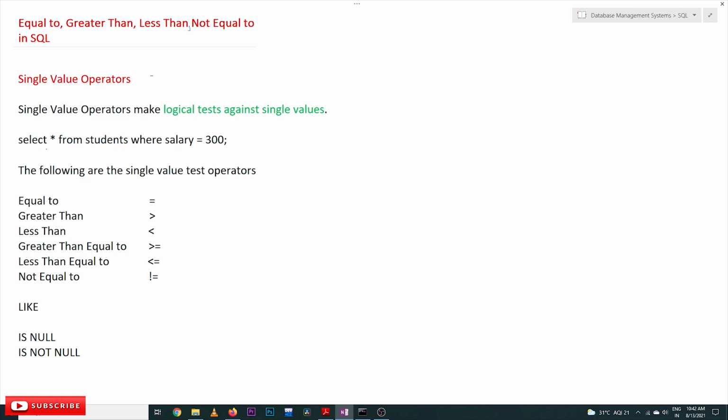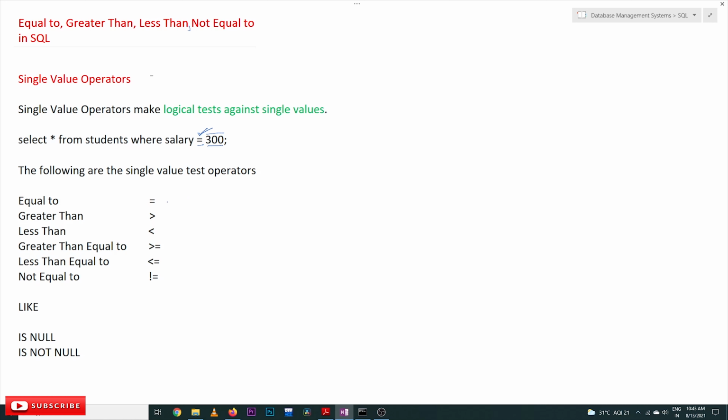For example, if you take select star from students where salary is equal to 300, this is a single valued operator because it is making the logical test against one value. Equal to is a single value operator.